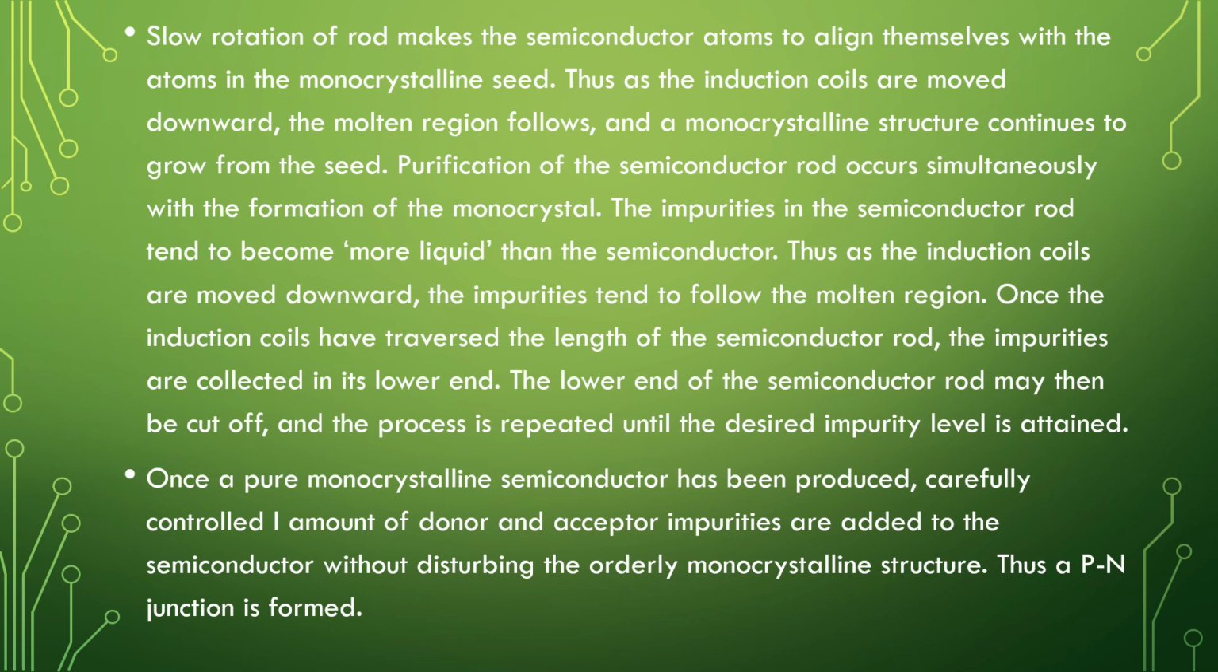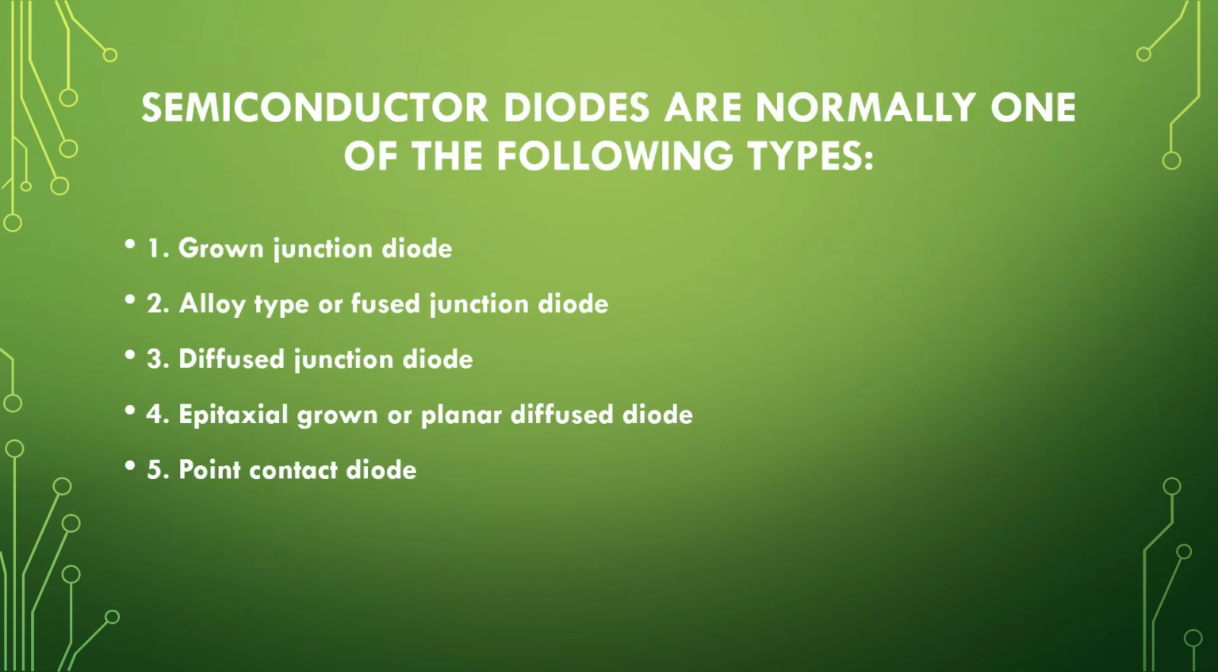impurity level is attained. Once a pure monocrystalline semiconductor has been produced, carefully controlled amounts of donor and acceptor impurities are added to the semiconductor without disturbing the orderly monocrystalline structure. Thus, a PN junction is formed.